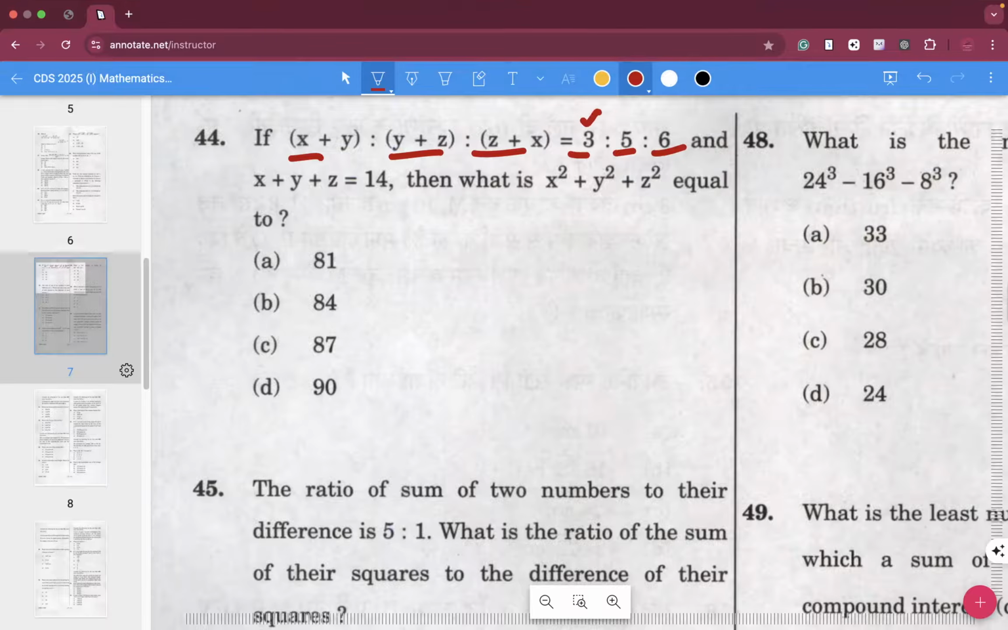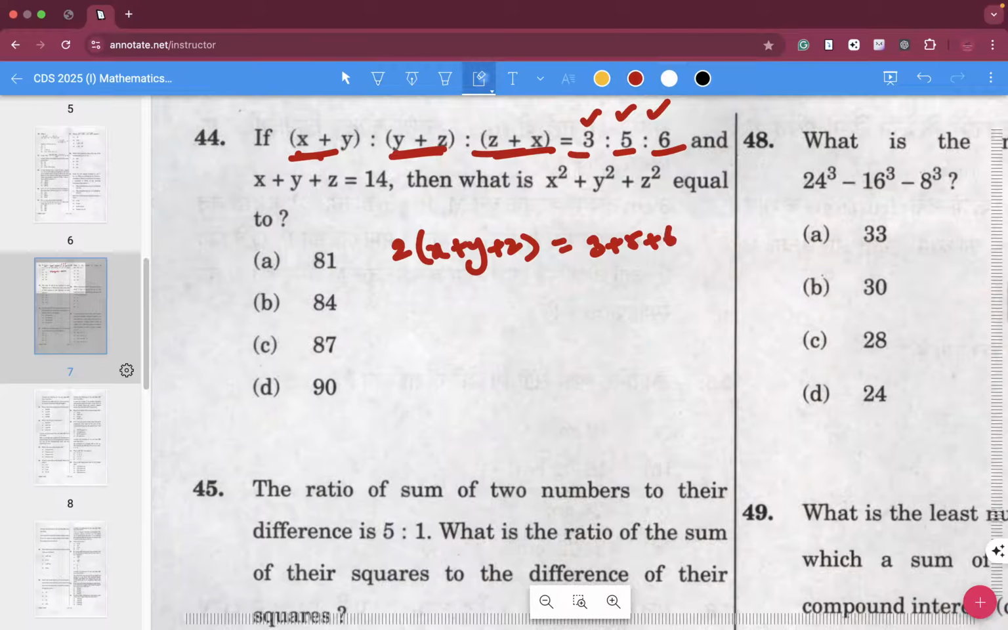Had these been the actual values, it would have been 2 into x plus y plus z. I'm just adding all of this. It should have been equal to 3 plus 5 plus 6. How much is this value? 3 plus 5 plus 6 is 14, which means x plus y plus z is equal to 7.